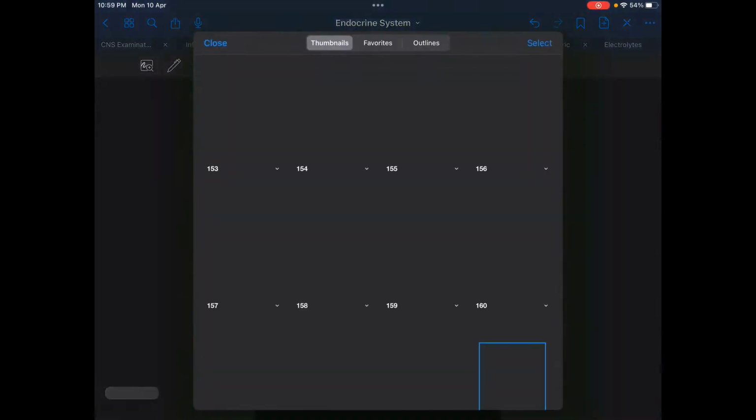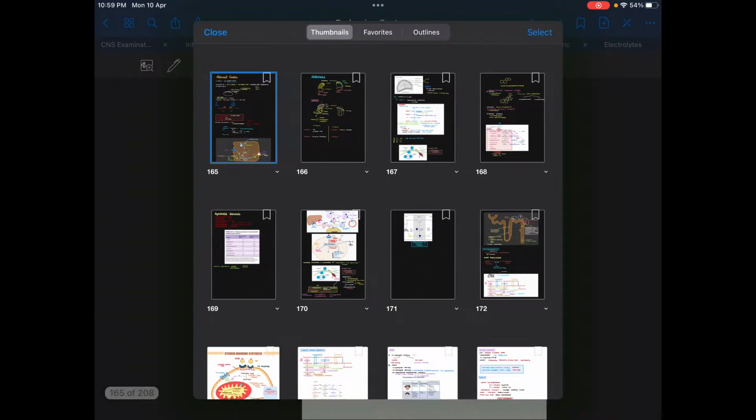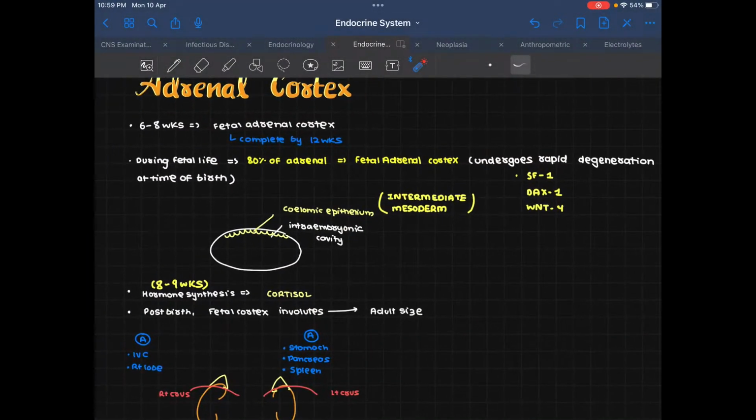Right. So let's move forward to the adrenal cortex now, right? So adrenal cortex, okay? Where is it developed from? Again, the adrenal cortex is a mesodermal derivative. The adrenal medulla was derived from the neural crest cells. This is derived from the mesoderm. It's derived from the coelomic epithelium. Okay? Our intraembryonic cavity, that is the coelom, its coelomic epithelium is derived from intermediate mesoderm.